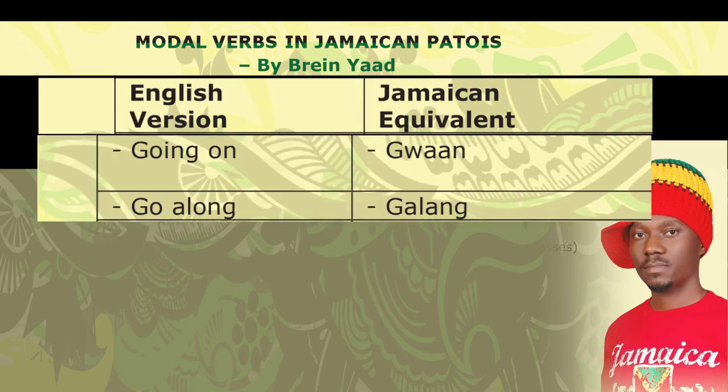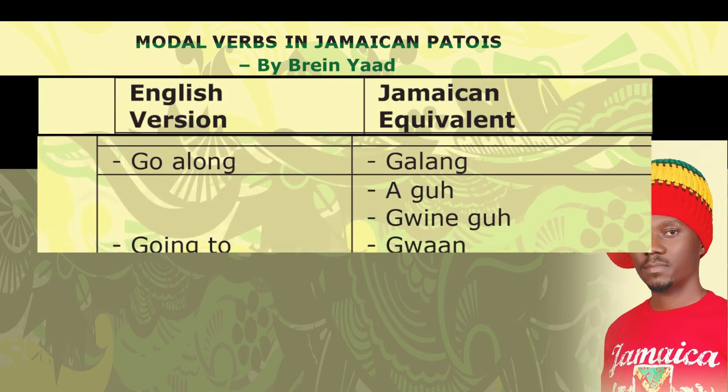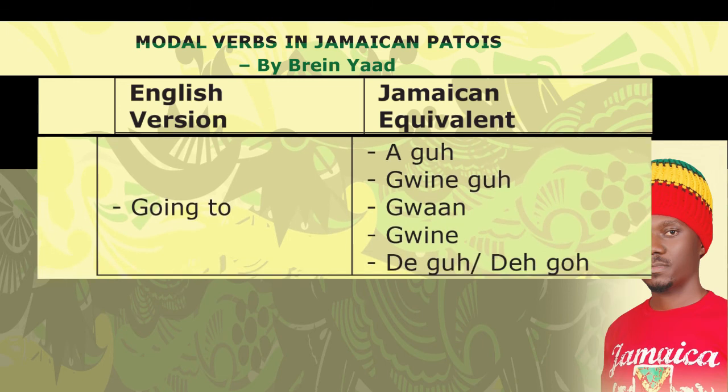We go to modal verb going to. How do you say going to in Jamaica? Can you say "a go" or "they go"? Gwain go. Gwan. Gwain. They go. So all those can mean going to.